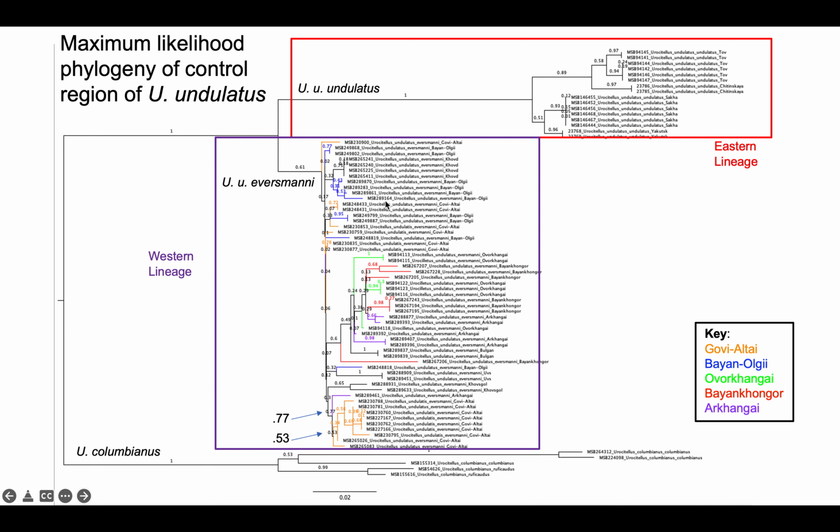So I color-coded it to make it look a little nicer and easier to read. For example, the Govi Altai, which is in orange, there is a big group of them here. However, there is some up top and spread out around here, as this can be seen for other mountain ranges as well and provenances. And again, there was low bootstrap support.